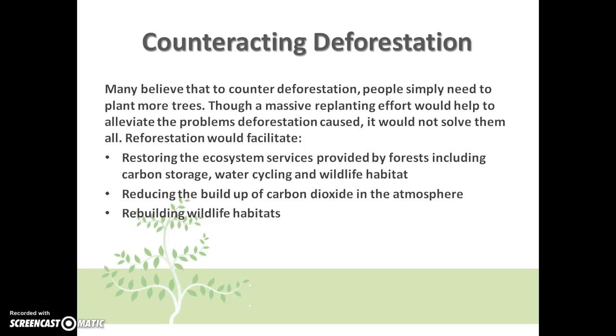Reforestation would facilitate restoring the ecosystem services provided by forests, including carbon storage, water cycling, and wildlife habitat, reducing the buildup of carbon dioxide in the atmosphere, and rebuilding wildlife habitats.